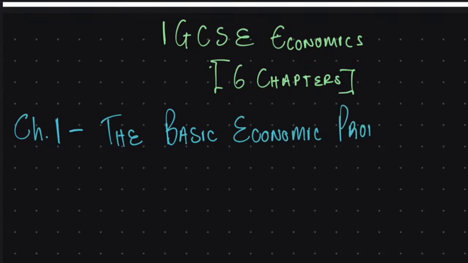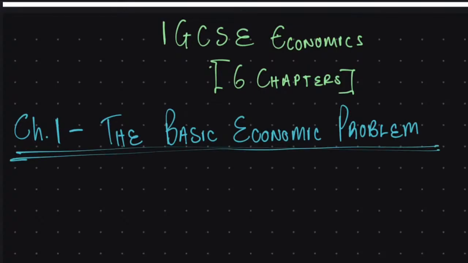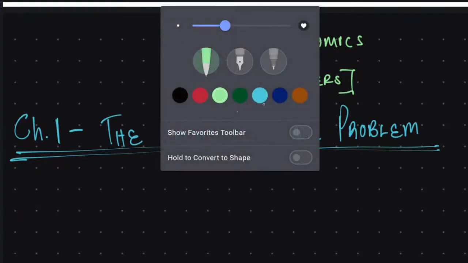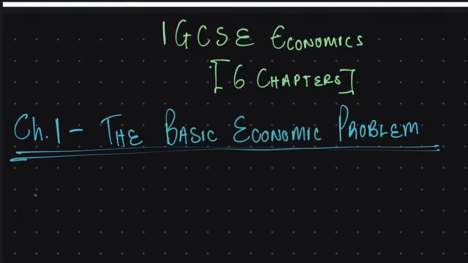The basic economic problem. We are looking at part 2 today. Part 2 of the basic economic problem. Are you ready? We are looking at part 2, which is factors of production.